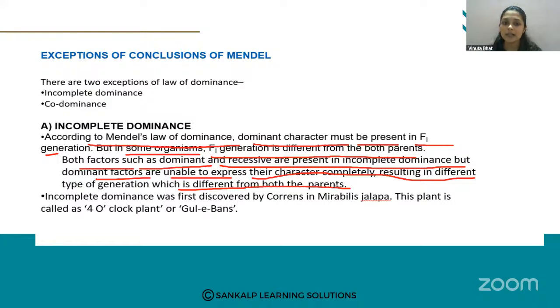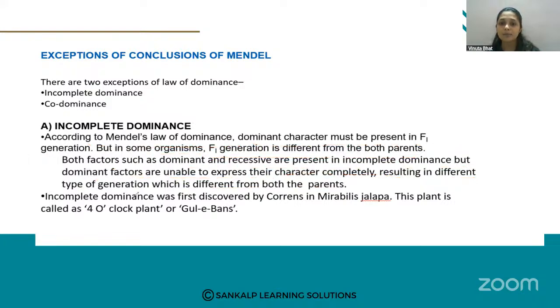Okay, so here we can observe incomplete dominance in Mirabilis jalapa, that is the 4 o'clock plant, and the snapdragon plant. Snapdragon is also called the dog plant. So here we can observe incomplete dominance. So let us study in detail about incomplete dominance.